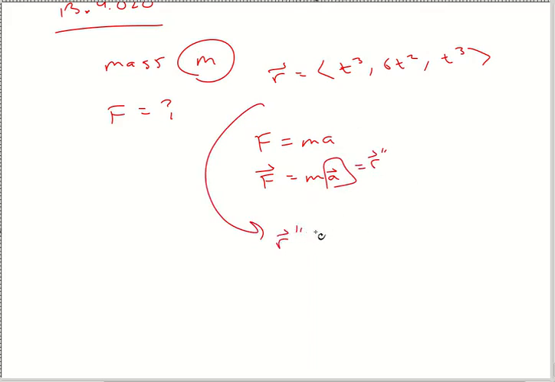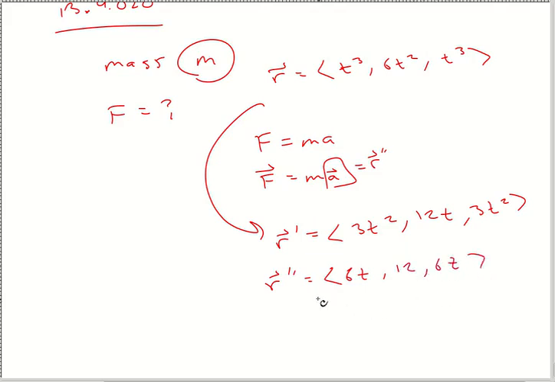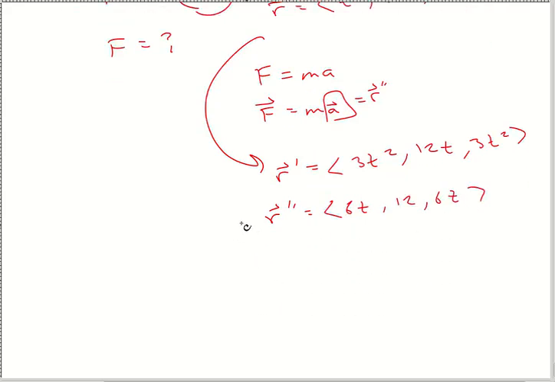So, oops, let's do one at a time, of course. 3t squared, 12t, and 3t squared, r double prime. Sorry if it looks like I'm going up. I'm trying to compensate here with my drawing tablet. 12, 60. Okay. So this is definitely important.